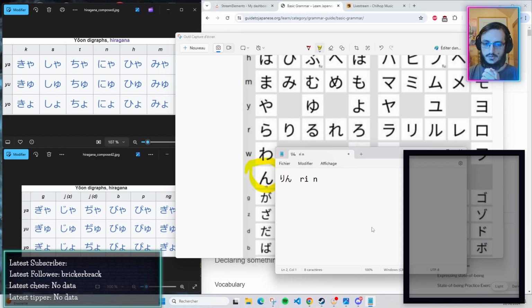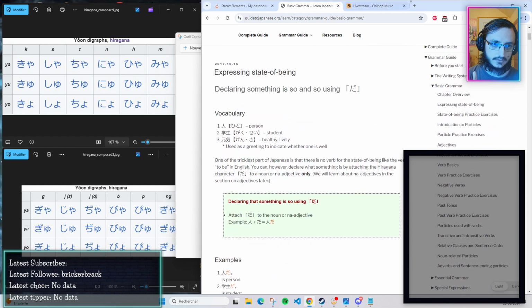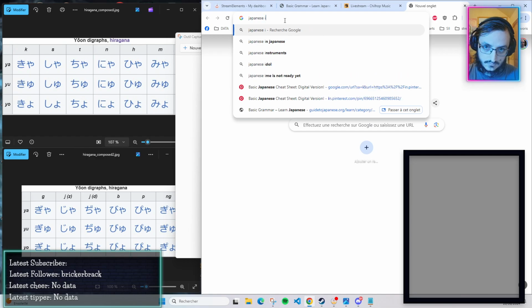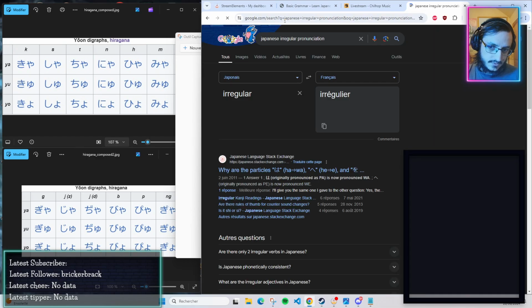There is a rule specific to this character, for this sound specifically, which applies when you have specific consonants behind, which is M, T, and P, if I remember correctly. I will check that just to be sure. Let me check that. Just want to be sure I'm not saying stuff that is wrong.